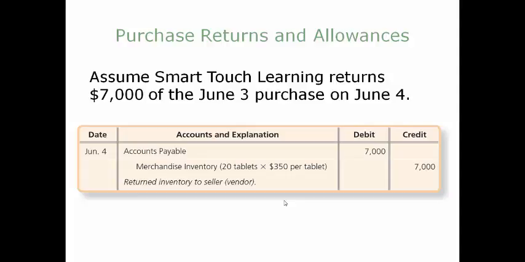Well, when they send them back in a perpetual inventory system, they're going to reduce their merchandise inventory, but they're also going to reduce what they owe by what they sent back. So that's why you have a debit to accounts payable, which the normal balance would be a credit. So we reduce it, we have to debit it. And we have a credit to merchandise inventory because we don't have those tablets in our inventory anymore to sell.